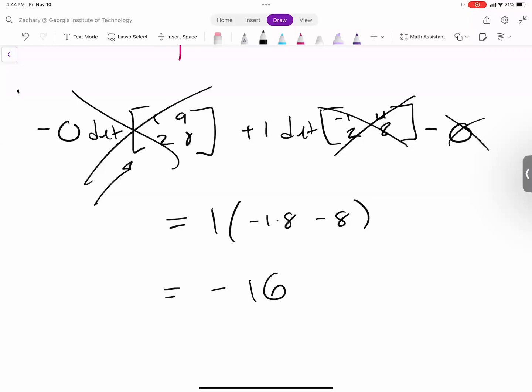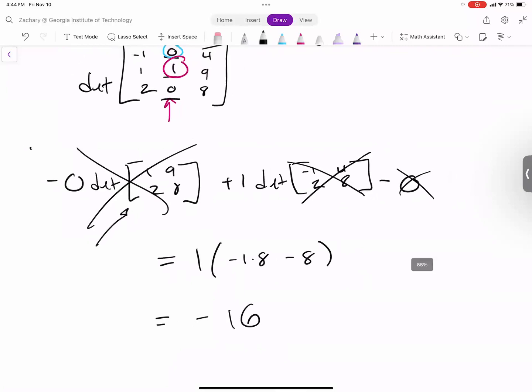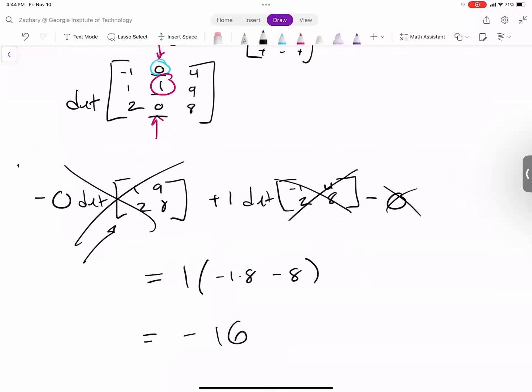Okay. Any questions about this process? This is a very important building block to do anything that has anything to do with eigenvalues, eigenvectors, or diagonalization. Okay. So that's how you determine if something's invertible. Okay. Other questions? Yeah.